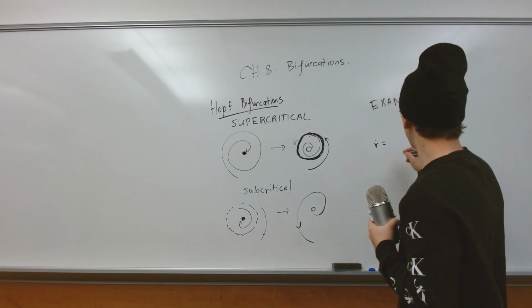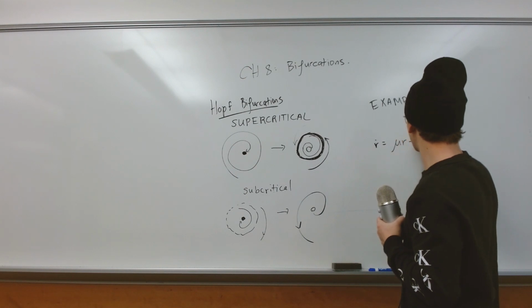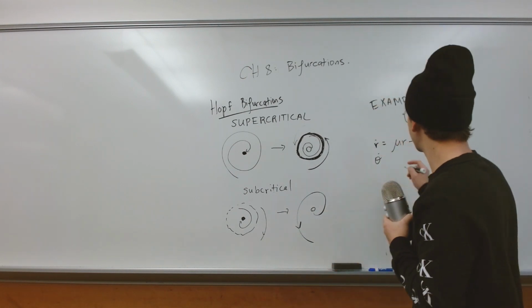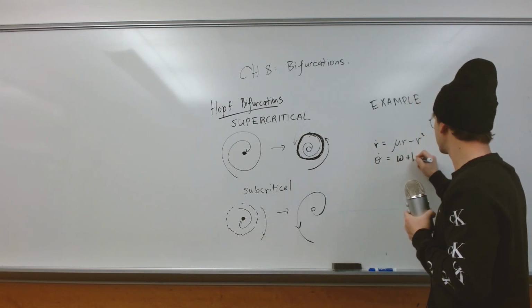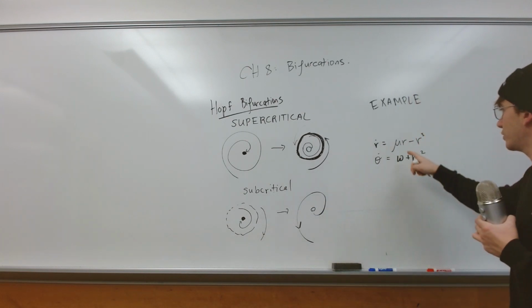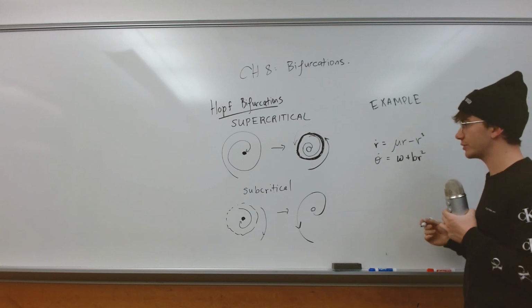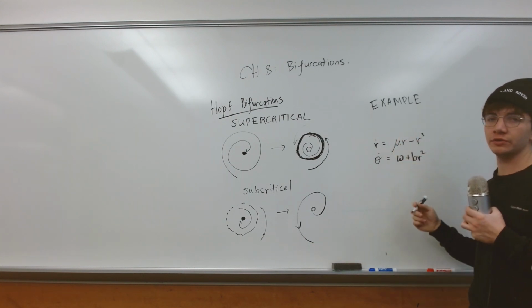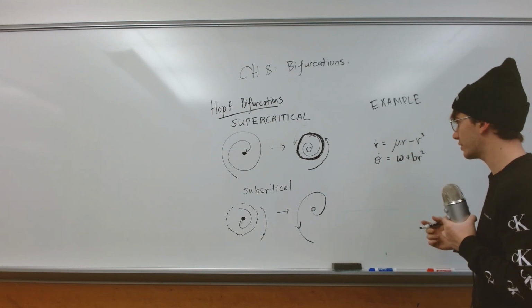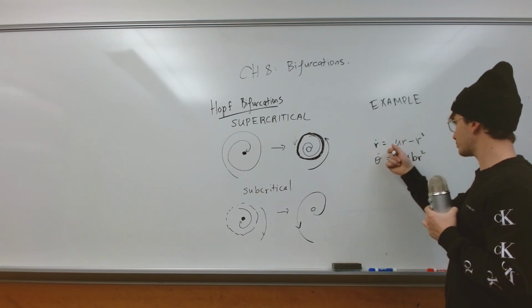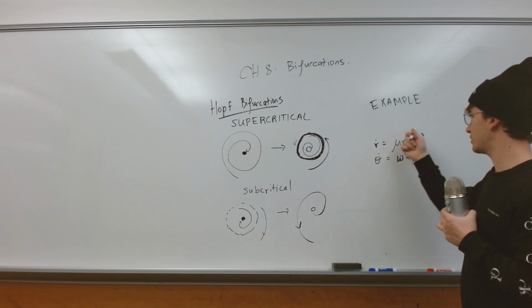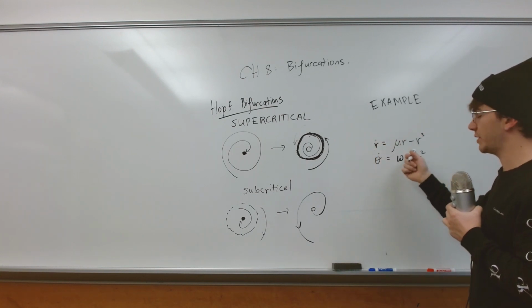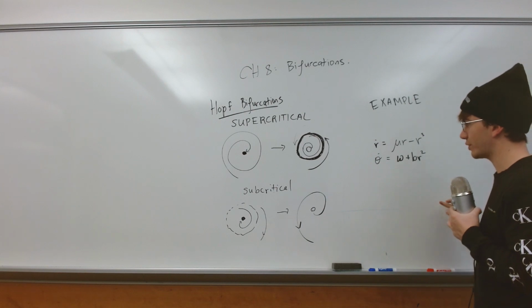We're going to have r dot equal to mu r minus r cubed, theta dot equal to omega plus b r squared, where mu, omega, and b are all parameters of our system. But we're really going to focus on mu, the parameter that we're going to study here. As we know, this is exactly the normal form of a supercritical pitchfork bifurcation in the radial direction.